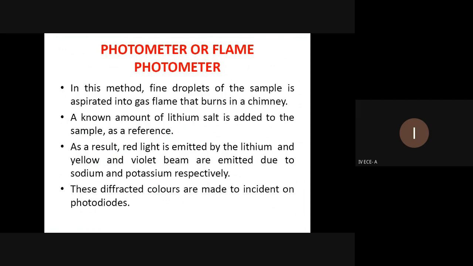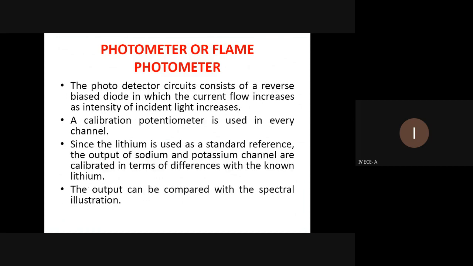In this method, fine droplets of sample are aspirated into a gas flame that burns in the chimney. A known amount of lithium salt is added to the sample as a reference. As a result, red light is emitted by the lithium, and yellow and violet beams are emitted by sodium and potassium respectively. These diffracted colors are made incident on photodiodes. The photodetector circuits consist of a reverse biased diode in which the current flow increases as the intensity of incident light increases. A calibration potentiometer is used in every channel.